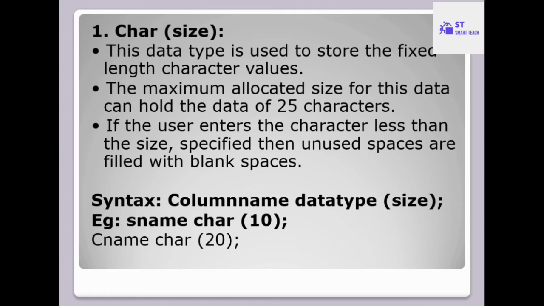Character data type, the char data type. This data type is used to store fixed length character values. So if you want to store characters, then you need to use the char data type. Those characters are like anyone's name, gender, male or female. So this type of data is stored by using the character data type. The maximum size allocated for the character data type is 25 characters. So it can store up to 25 characters.